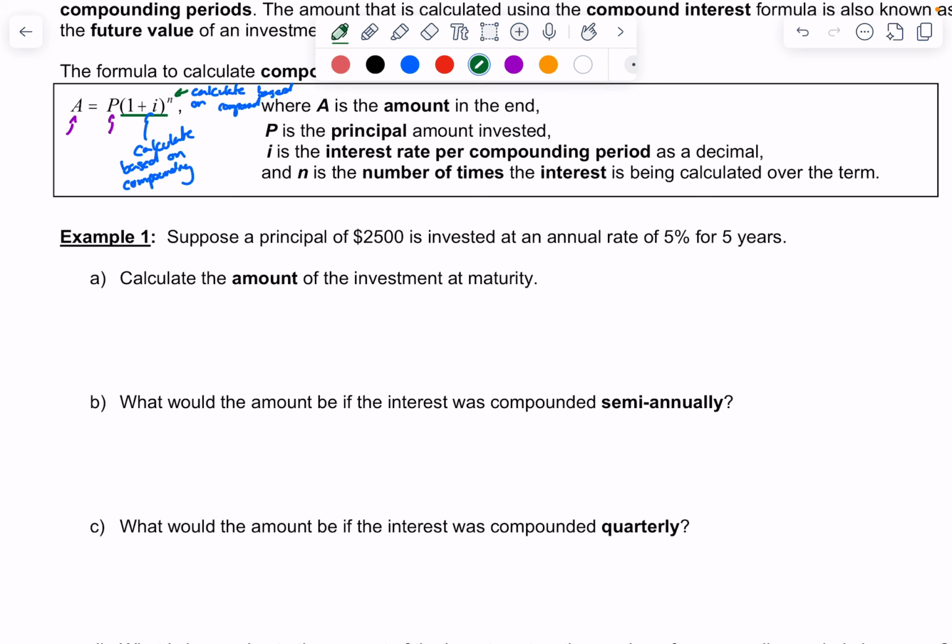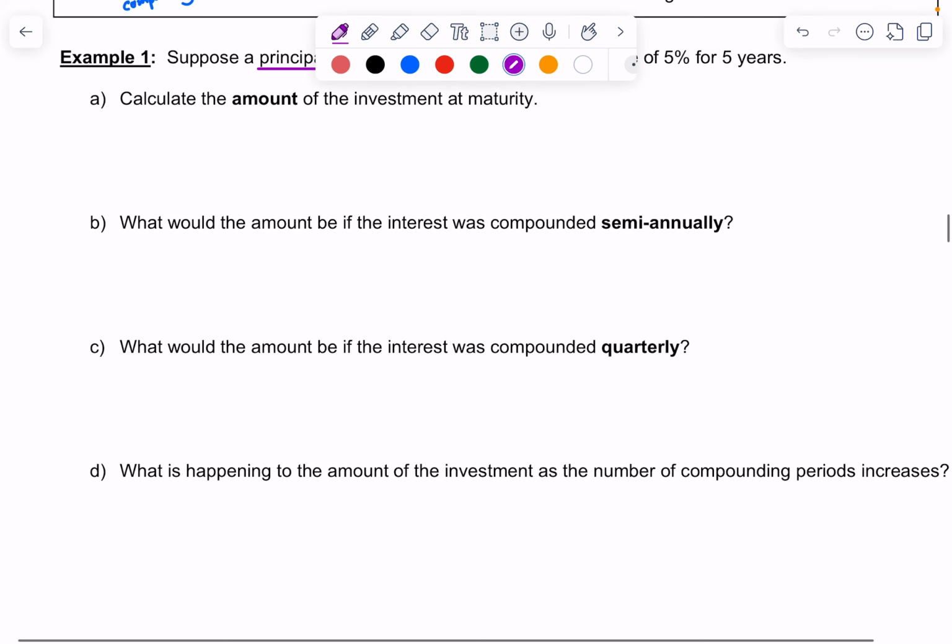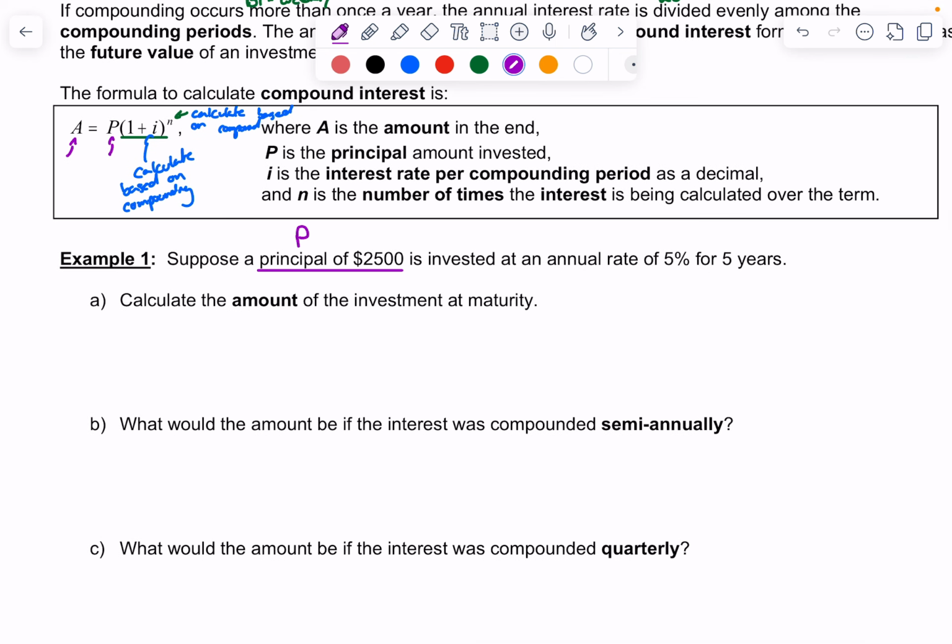So just knowing how to read this problem and take away a key piece of information, all right? Suppose a principal of $2,500. In this problem, for A, B, C, and D, our principal is always going to be $2,500. So that is what we are starting with. The P value in our formula is 2,500.